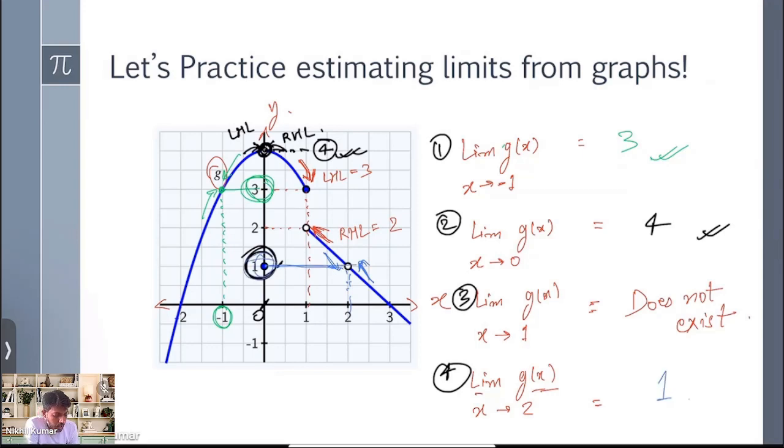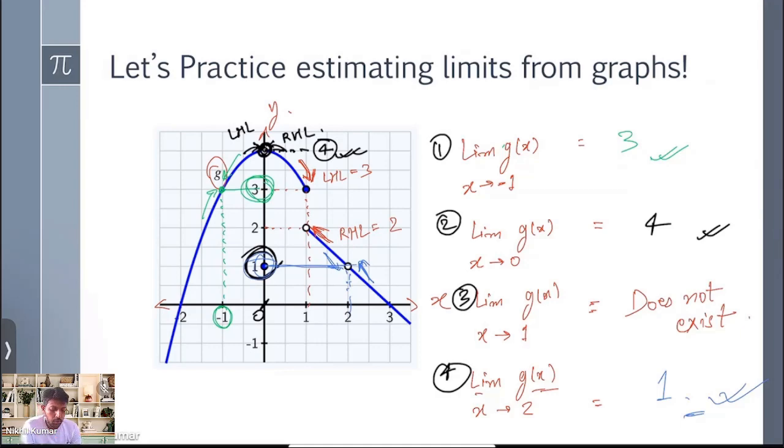So this. How many of you got all the four answers correct? If you've got all the four answers correct, you have perfectly understood the concept of limits. When do we say that the limit of a function exists? When do we say that the limit does not exist?